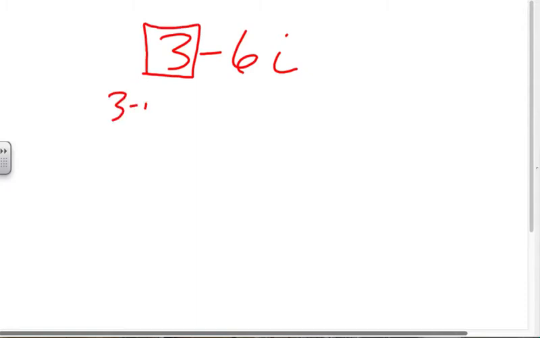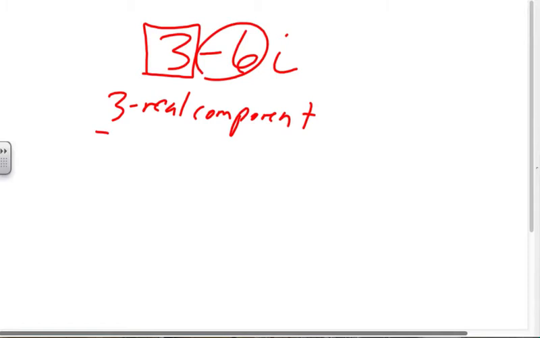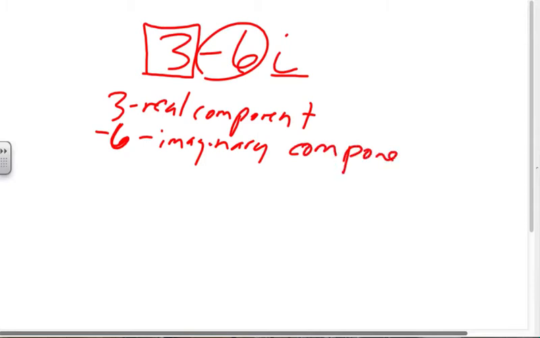So let's deal with imaginary or complex numbers, which by the way are not 3 minus 6i. 3 is the real component. And the -6, not the i, just the -6, is the imaginary component. We're going to deal with these just like we deal with binomials when we do arithmetic on these things. So -6 is the imaginary, not -6i.